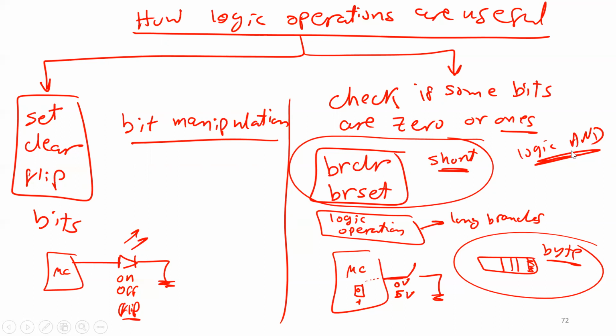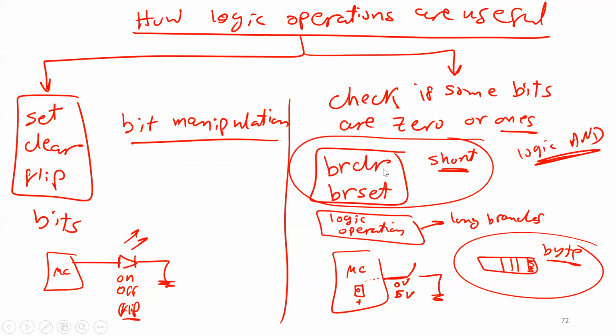That's totally fine. However, the problem with this one, as I explained before, is that this branch is short. But if you use logic AND, as I'm going to explain right now, you can make the branch long. So this is one advantage here over this one. One more thing, very important, you still need to learn how you can use logic AND to check some bits as we did here.